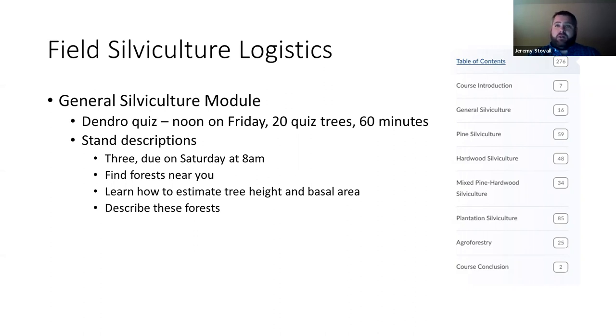Make sure it's an individual effort, though. Go out to the stand together, wander around together, but each of you collect your own information. Each of you write up your own stand descriptions. I believe we have Turnitin enabled on that Dropbox and several of the others, so it will be giving us that plagiarism cross-check that we can look at there.